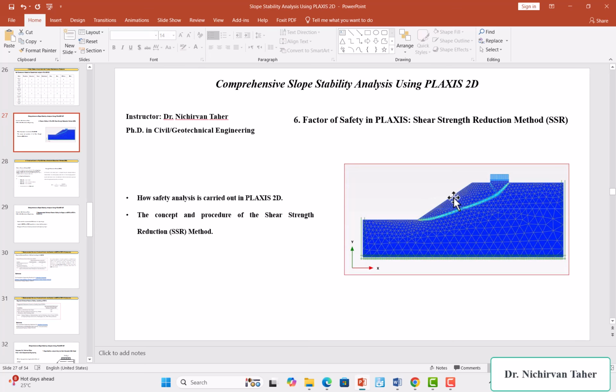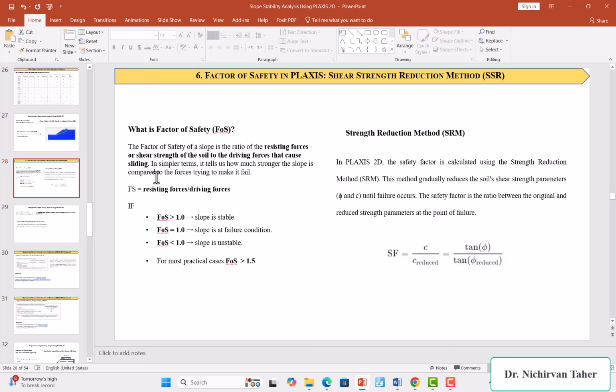So the definition of the factor of safety is equal to the resistance force or shear strength of the soil at this specific failure surface divided by the driving force that causes the sliding. When factor of safety is greater than 1, it means the slope is stable. But when factor of safety equals 1, it means the slope is just stable. It means it's on the verge of failure.